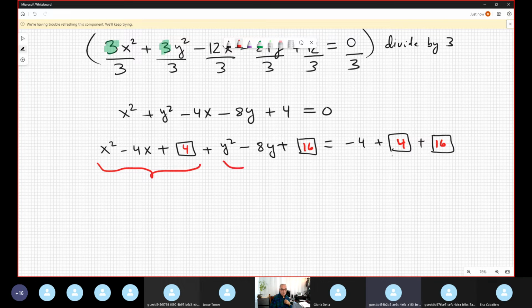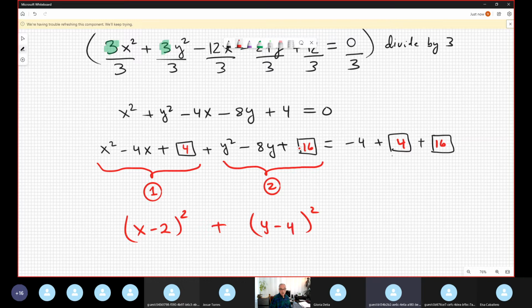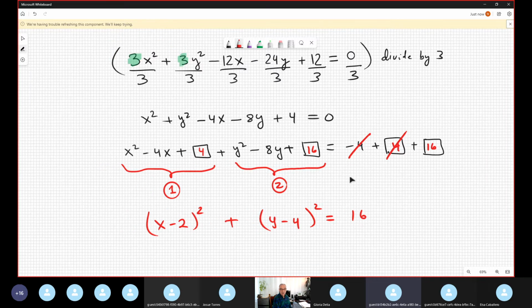Who helped me factor the first trinomial? What is the factorization of this one? By the way, it's a perfect square, so the factorization is only one parenthesis squared, right? x minus 2, x minus 2, very well. And what about the second? y minus 4, correct. In the right-hand side, nice, this cancels out and we get 16. Wow, I have my new standard equation.